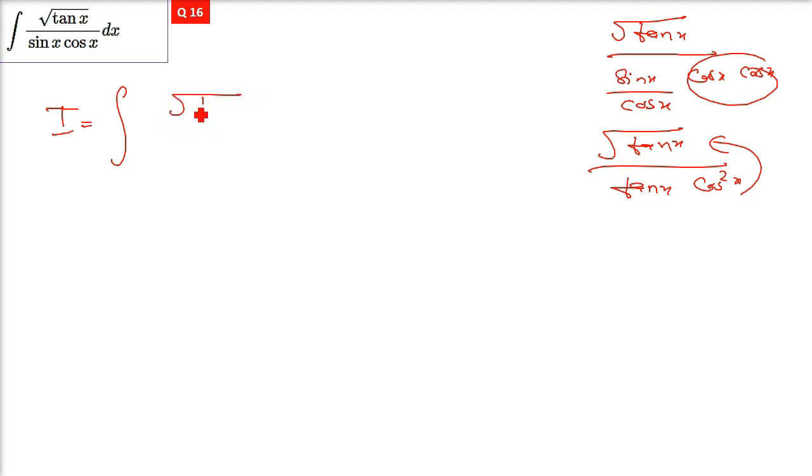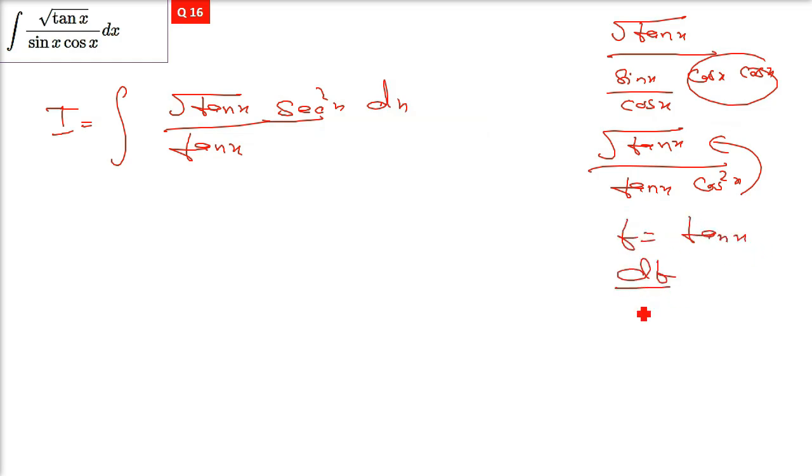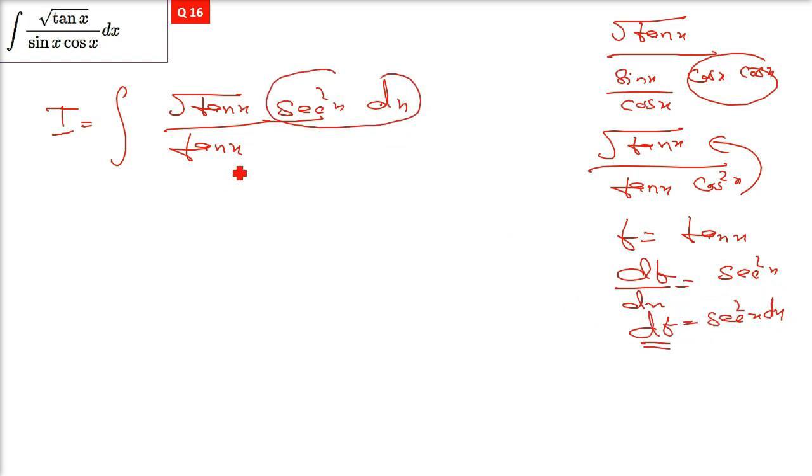We have resolved it. Under root tan x, denominator is tan x. So if you put this tan x equals t, you are going to get this sec square x dx, which is coming from the cos square x in the denominator, which has eventually come when we multiplied cos x in the numerator and denominator of the denominator. So dt by dx will give you sec square x. This dt will give you sec square x dx. So this sec square x dx is dt, and this tan x, of course, when we took this tan x as t, under root t divided by t.